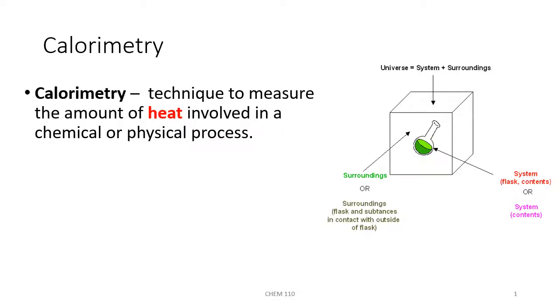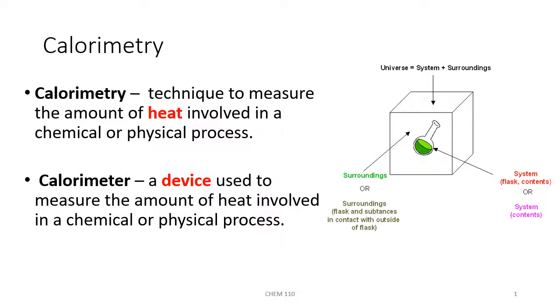Calorimetry is a technique that's used to measure the amount of heat involved in chemical or physical processes. And a calorimeter is a device that's actually used to measure the amount of heat that is either absorbed or evolved in either of those processes. In this section, we're going to learn different types of calculations involving calorimetry.